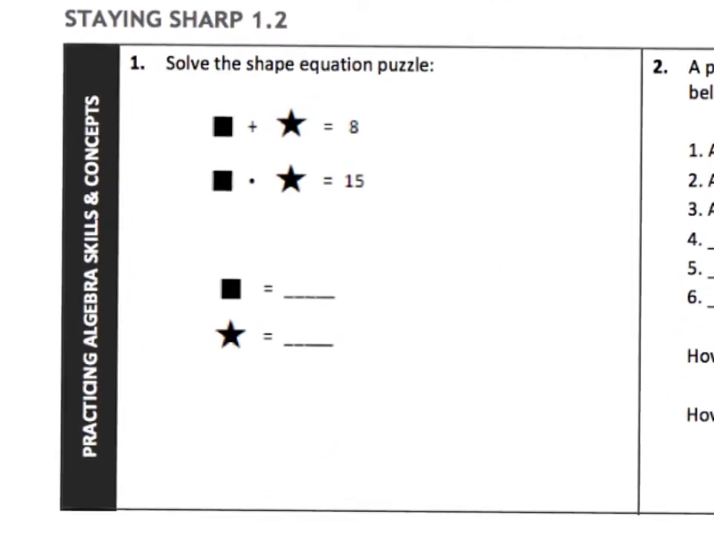Let's talk about staying sharp number 1.2. This is my favorite one, because this is a straight-up star puzzle. We have 2 numbers that multiply to make 15. We have 2 numbers that add to make 8, and those numbers have to be the same.